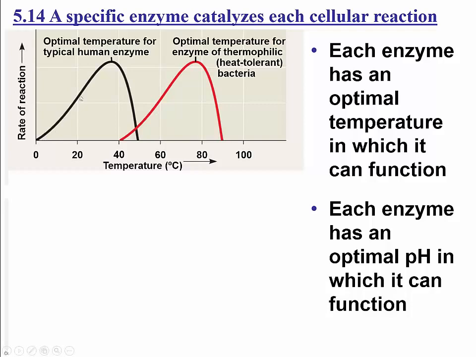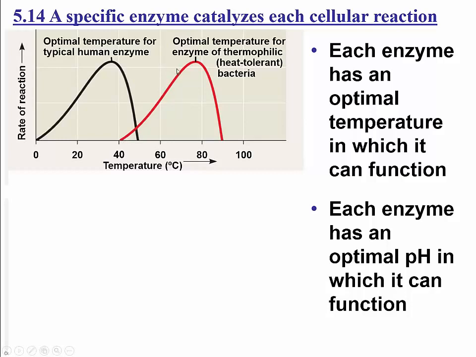If you look at this enzyme, this is a typical human enzyme, and its optimal temperature is about 37 degrees, which happens to be body temperature. I gave you there a second for those of you who just wanted to shout it out. So it makes sense that this human enzyme functions best at human body temperature.